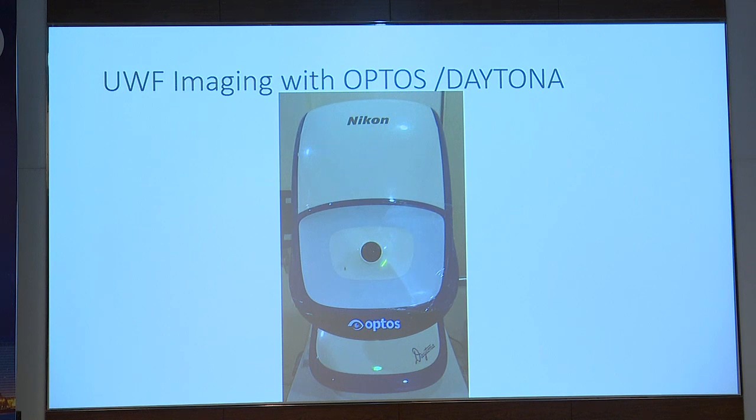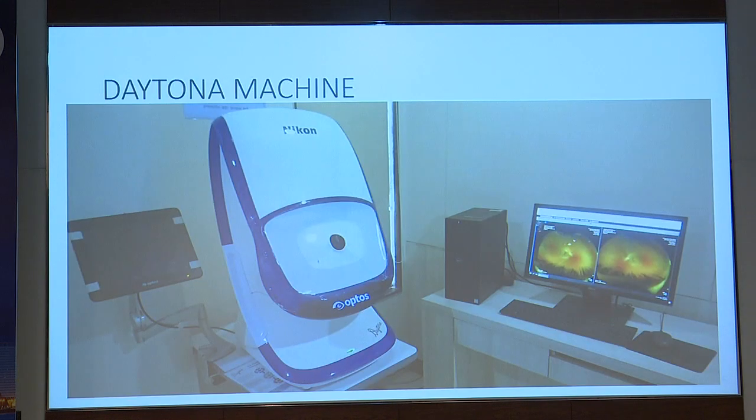I am using this instrument. Daytona is an equipment which doesn't have ICG and FFA. It's pure color, and software wise you can convert into red free as well as choroidal imaging, and additionally you can take one more scan which gives you autofluorescence. A very small footprint of the machine. On this iPad, you can put in the data of the patient. This is the server, and you have the display here.